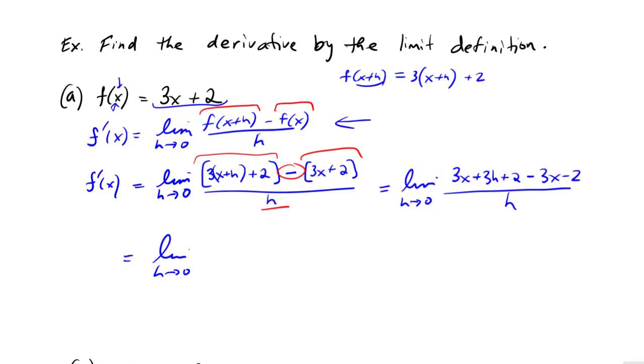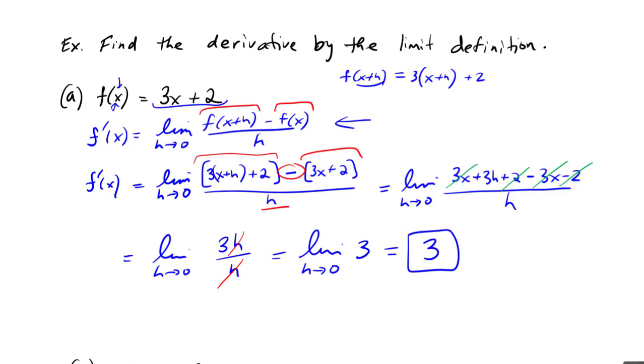All right, so then notice 3x cancels with the minus 3x, plus 2 minus 2, and we are left with 3h over h. Well, that's interesting because remember when we were doing limits before, when there were indeterminate 0 over 0 forms, we tried to get that factor that was causing the 0 over 0 out so it could be canceled. Exactly the same thing here. H is going to 0, so the h over h is what is actually causing the 0 over 0. So we get the limit as h approaches 0 of 3, which is indeed just 3.